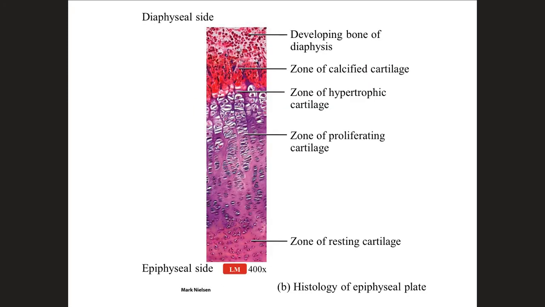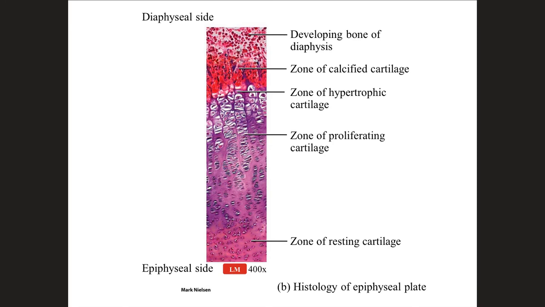If we zoom in and take a closer look at the epiphyseal plate, they're actually showing it to you upside down. So here's the epiphyseal side, here's the diaphyseal side. This is showing you what the epiphyseal plate looks like blown up in proportion. And again, this is only going to be seen in children that are growing. This is what allows bone to grow in length.